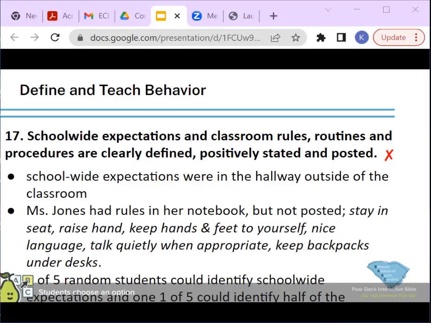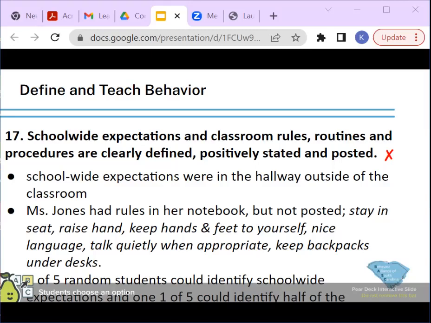These are the items and the notes from Ms. Herman. So for this item, which is a complex item around school-wide expectations, classroom rules, routines, and procedures, having them clearly defined, positively stated, and posted. You can see that Ms. Jones had school-wide expectations posted, but they were outside of her classroom in the hallway. So they weren't in the classroom.